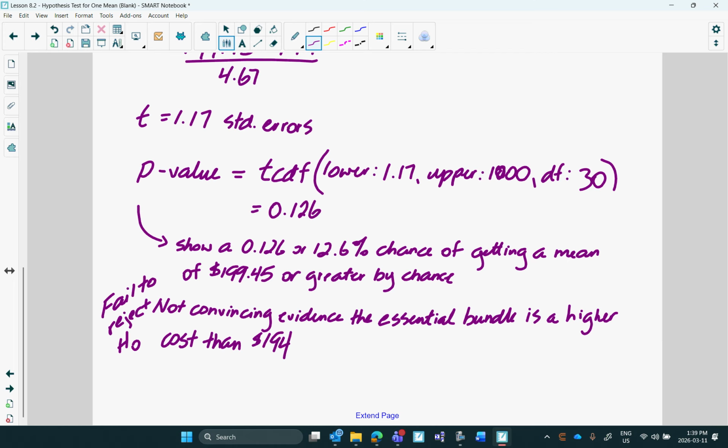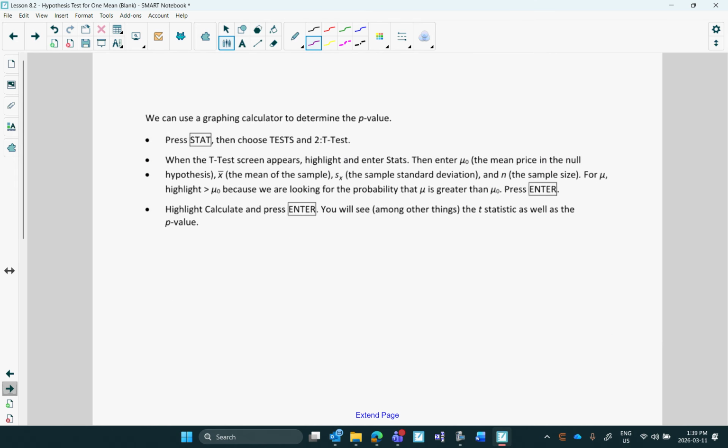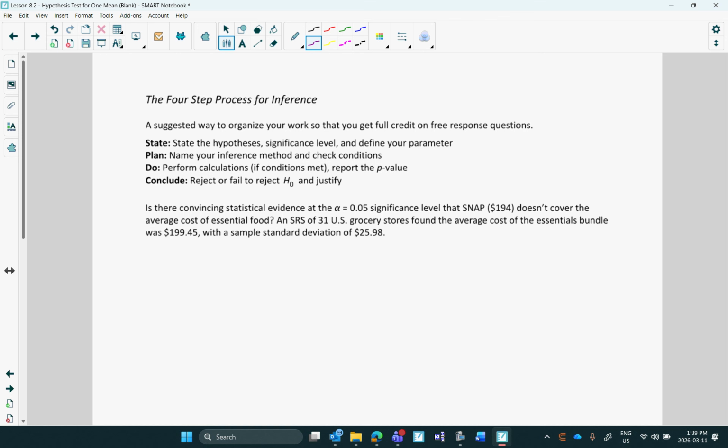The more efficient way, using the four-step process, we can use our graphing calculator to calculate the standard error for us. It'll also calculate the number of standard errors it is away, and it'll calculate the p-value. It'll do all of that in one graphing calculator function. So again, same question at the 0.05 significance level. So that means if the probability of getting our result is less than 0.05, it's unusual, we reject H0.